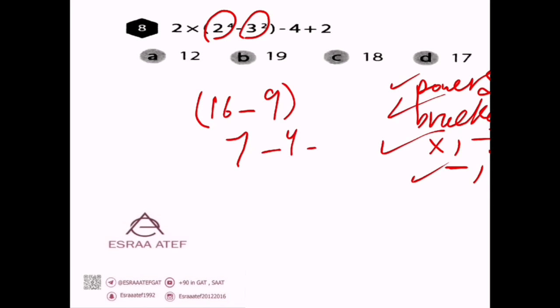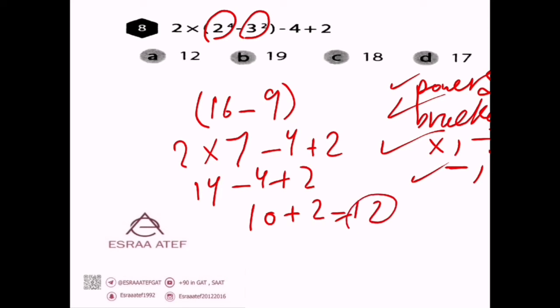7 minus 4 plus 2 times 2. 2 times 7, which is 14. And then do minus 4 plus 2. 14 minus 4, which is 10. 10 plus 2 will be 12. So the answer will be 12.